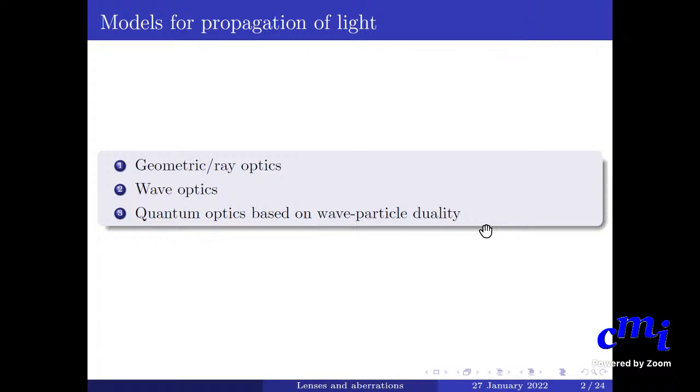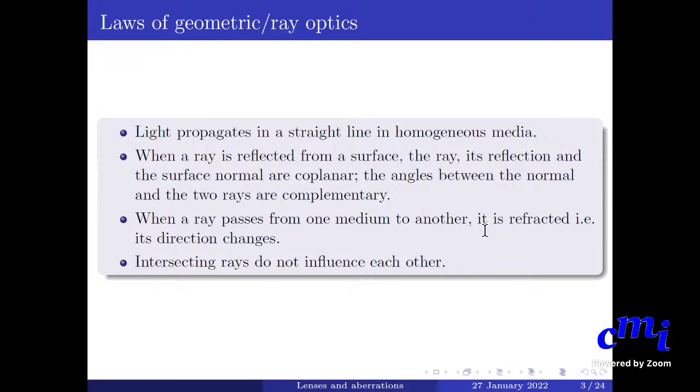Then there is wave optics. In order to understand the various wavelengths of light, you require the wave model. And then there is quantum optics based on this wave particle duality. For our purposes, it is enough to talk about ray optics to understand again the basics of how image is formed, and a little bit of wave optics later, just to understand color. I mean, we are not doing physics, so it won't be too deep.